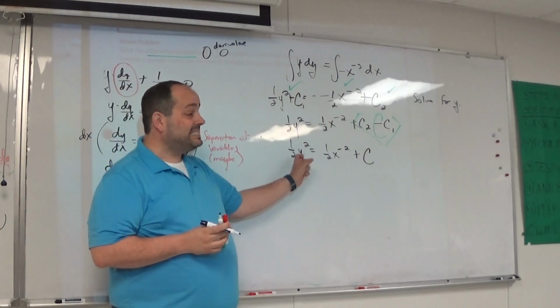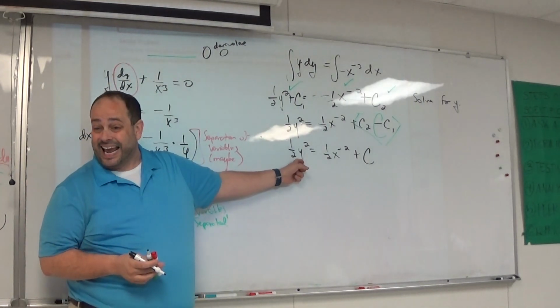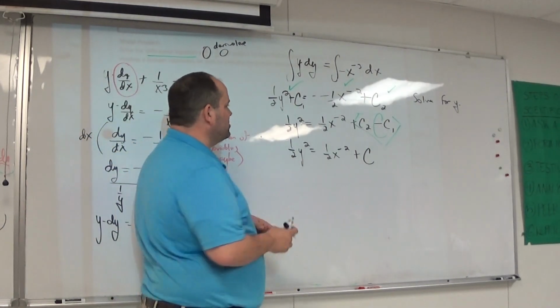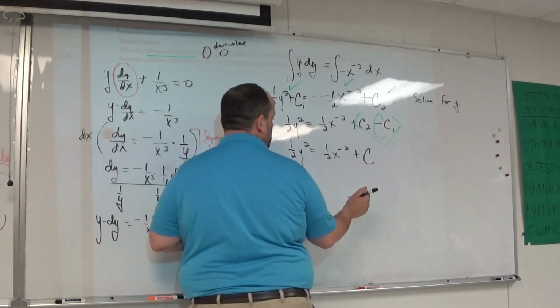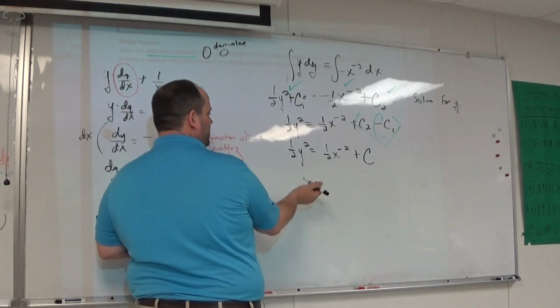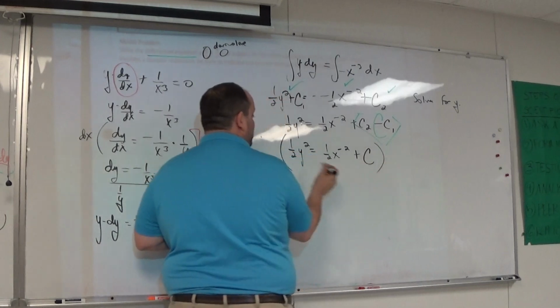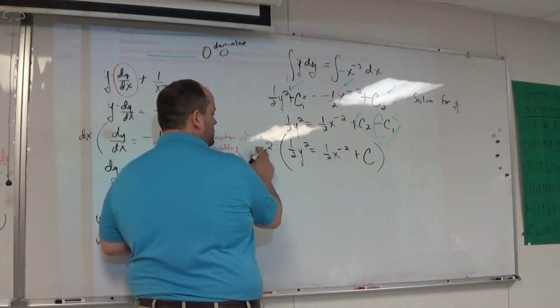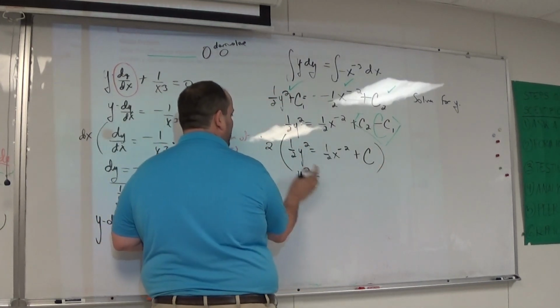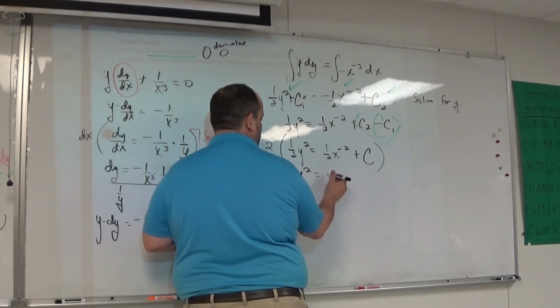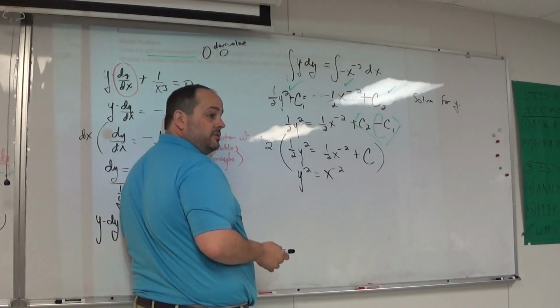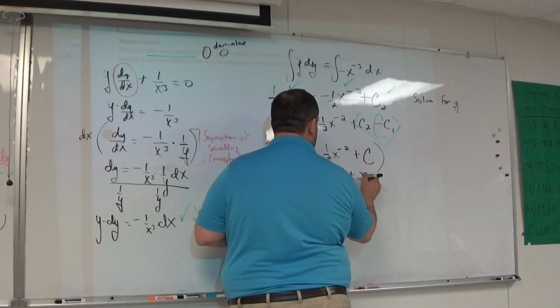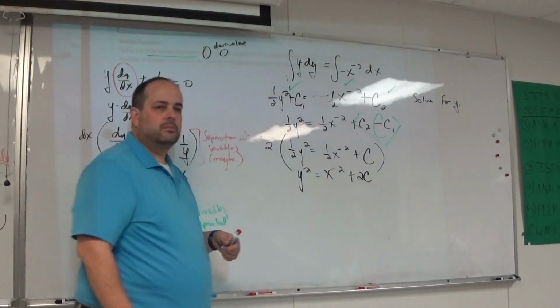You're still trying to solve this for y, and you're not done yet. More algebra. What are we going to do? Any more algebra? Everything gets multiplied by 2. 2 times 1/2 y squared is y squared. 2 times 1/2 x to the negative 2 is x to the negative 2. You know what 2 times Charlie is?